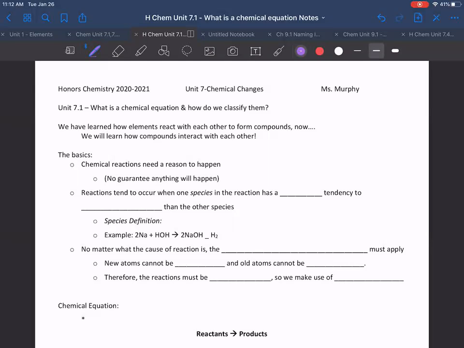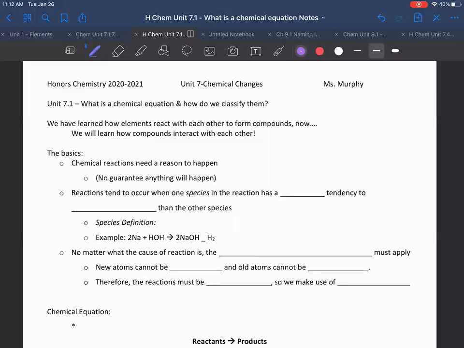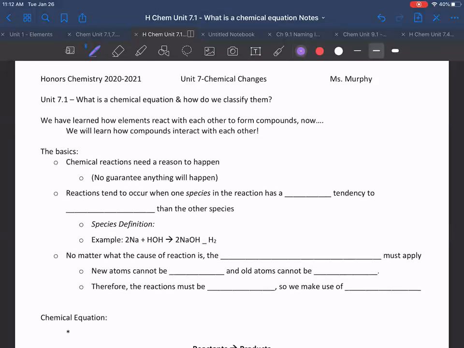Okay, so talking about chemical reactions, this is one of my favorite things to do, and we're going to be balancing some equations today. And so we've already talked about how elements react with other elements. We've talked about ionic compounds and covalent compounds. So we are now going to talk about how compounds interact with each other.